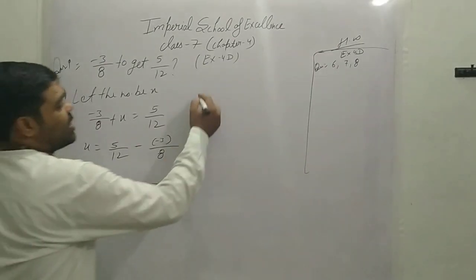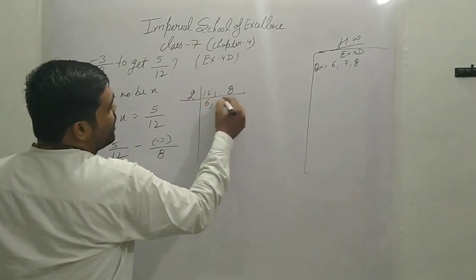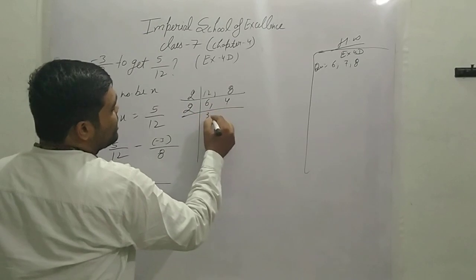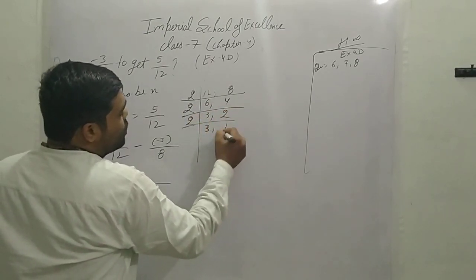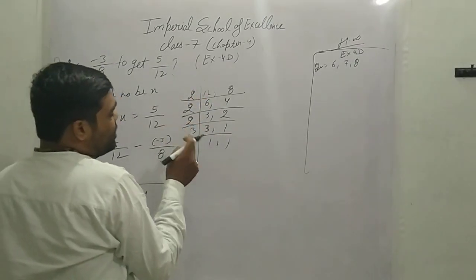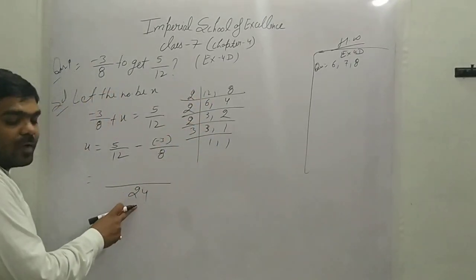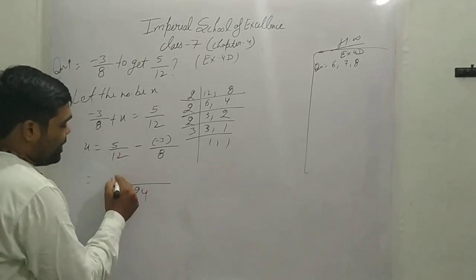When you are taking the LCM of 12 and 8, see 12 and 8. 2 sixes are 12, 2 fours are 8, 2 threes are 6, 2 twos are 4, 2 ones are 2 and 3 ones are 3. 1 1. 2 twos are 4, 4 twos are 8, 8 ones are 8, 8 threes are 24. 24 will be your LCM. 12 ones are 12, 12 twos are 24, 5 twos are 10.